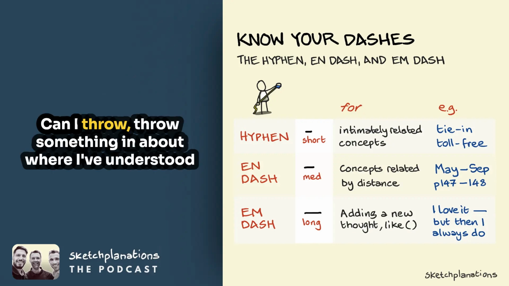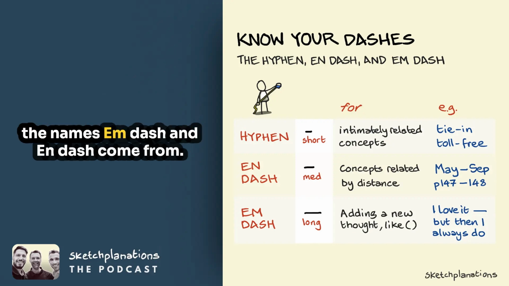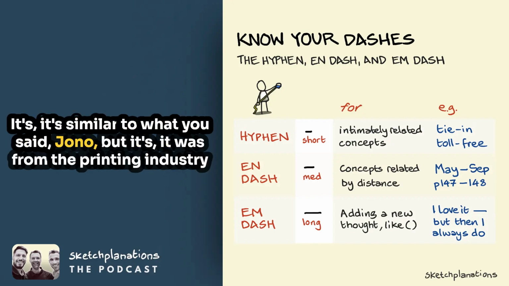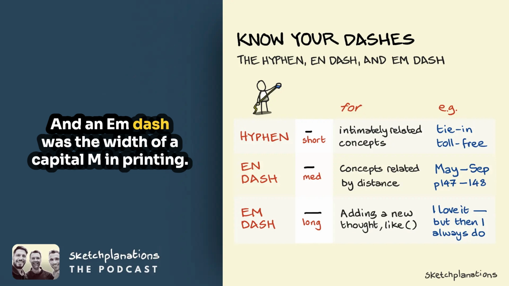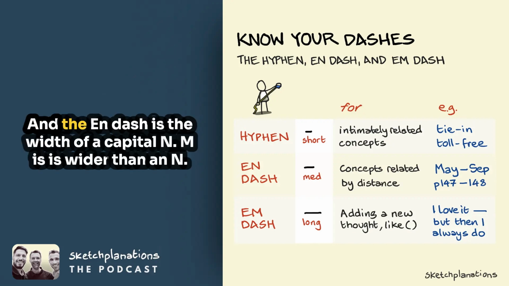Can I throw something in about where I've understood the names M dash and N dash come from? It's similar to what you said, Jono, but it was from the printing industry, and it refers to the width or the length, if you like, of that dash. An M dash was the width of a capital M in printing, and the N dash is the width of a capital N. M is wider than an N.